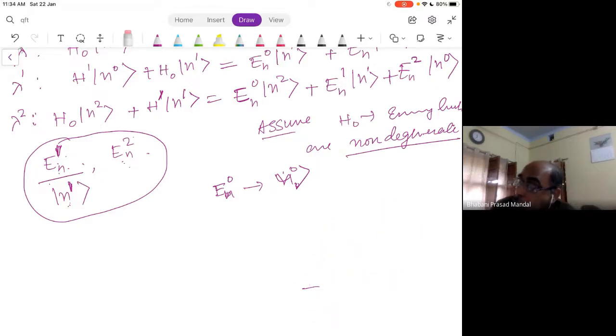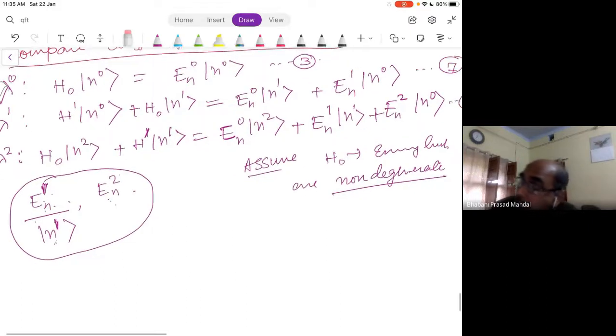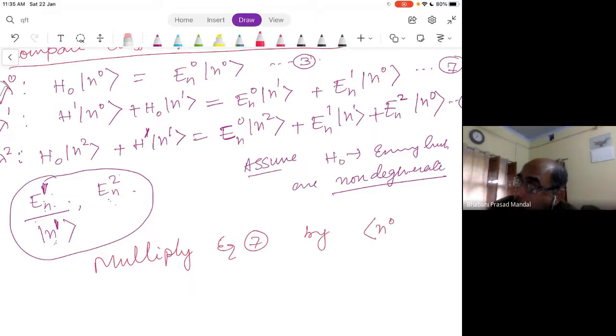Okay. So we'll assume that there is no degeneracy. And now let us consider the middle equation, that equation 7. We'll multiply this equation by n0 from the left. This means taking the inner product, or better language, the inner product with n0.